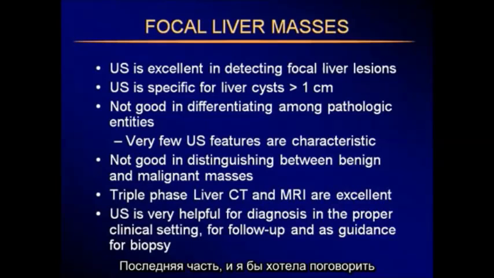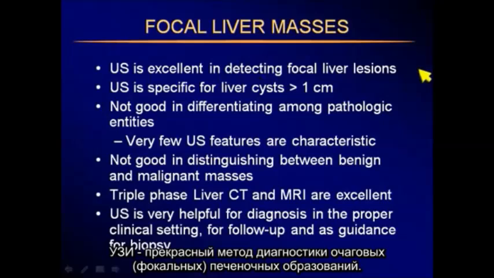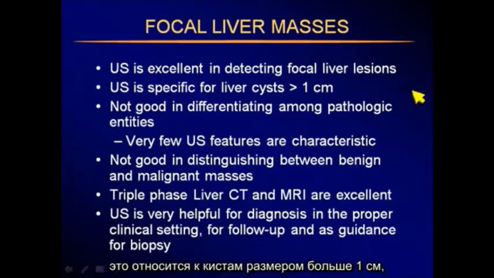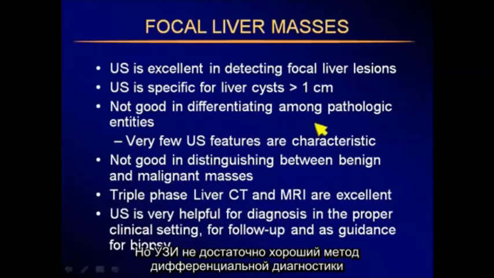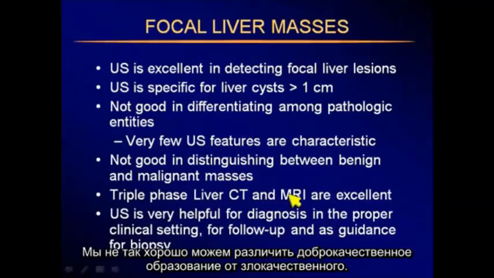Now, the last segment that I'd like to talk about in the liver is regarding liver masses. Ultrasound is excellent in detecting focal liver lesions. We're very specific for liver cysts, but liver cysts that are about 1 centimeter or more, because very tiny ones we may not be so sure about. But ultrasound is not good in differentiating among the different pathologic entities. There are very few ultrasound features outside of cysts that are characteristic of the mass itself, the pathology. We are not good in distinguishing between benign and malignant masses.